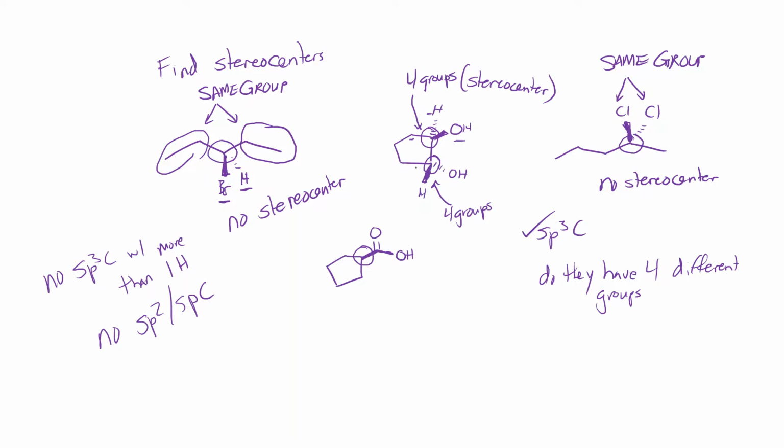We have an OH, we have an H, we have a CH2, and we have a carbon here that has a hydrogen and an oxygen on it. And so this carbon is different from this carbon. So we have 4 different groups. So we have another stereocenter.